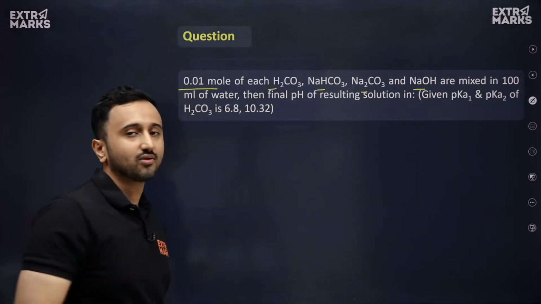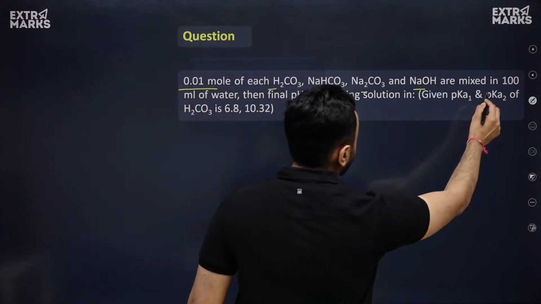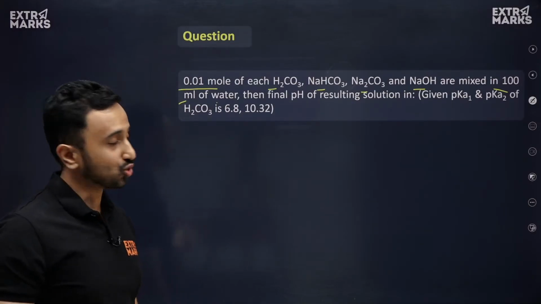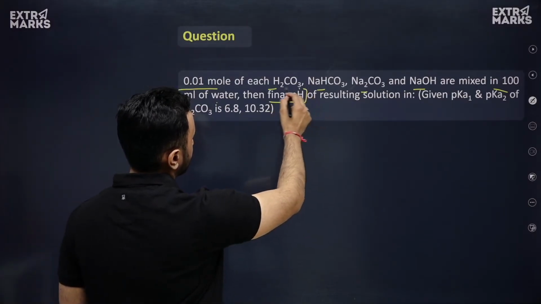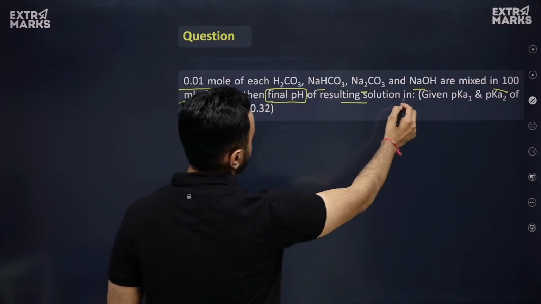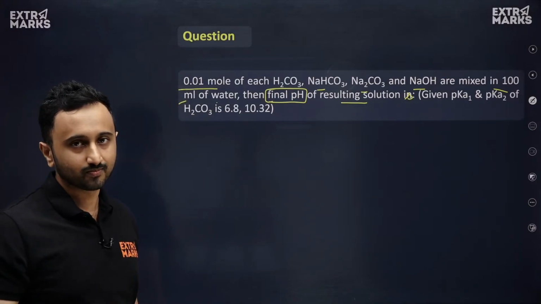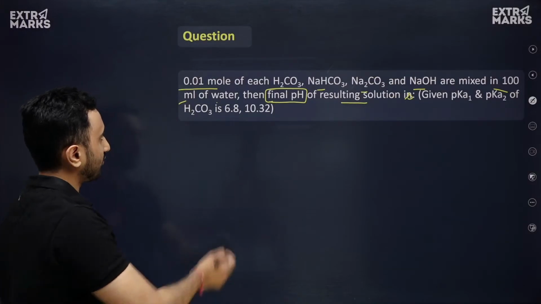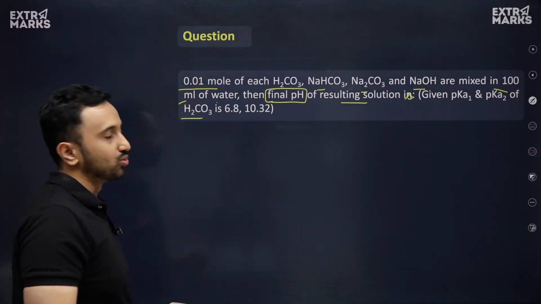So we have taken 4 different compounds. They are mixed in 100 ml of water. The question is asking for the final pH of the resulting solution. Final pH of the final solution, right? Some values are also given, pK1 and pK2 of H2CO3, 6.8 and 10.32.